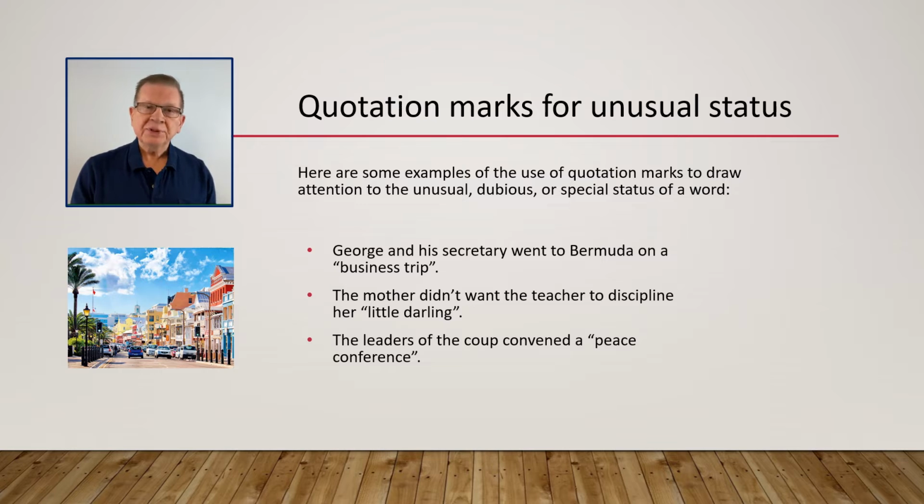Here are some examples of the use of quotation marks to draw attention to the unusual, dubious, or special status of a word. George and his secretary went to Bermuda on a business trip. The mother didn't want the teacher to discipline her little darling. The leader of the coup convened a peace conference.